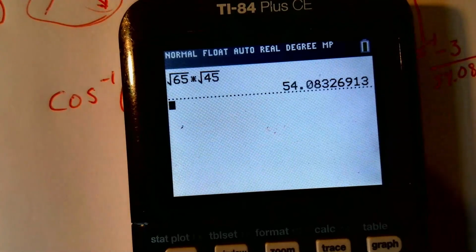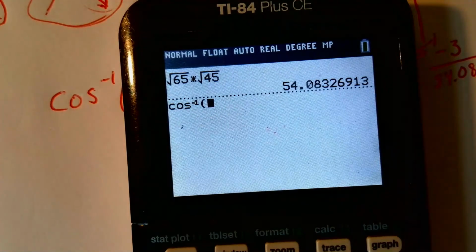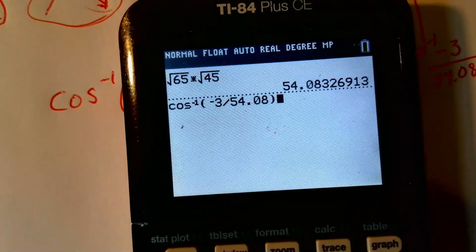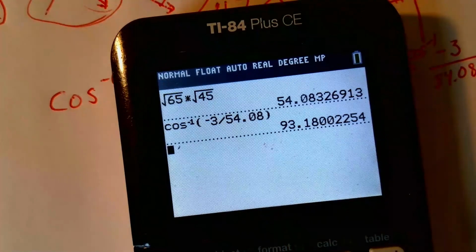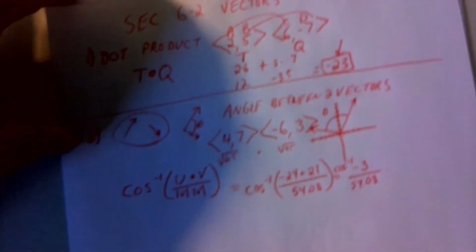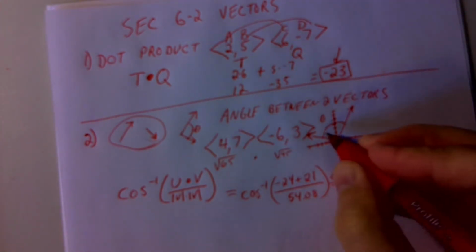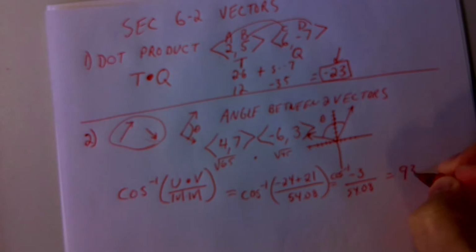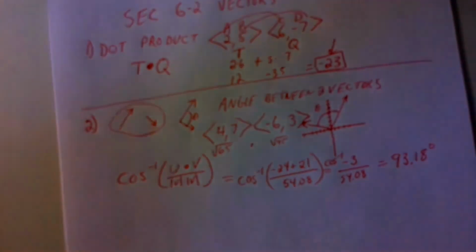So let's do cosine inverse. So second cosine inverse of negative 3 divided by 54.08, and I hit enter and I get 93.18 degrees. So let's go back to this, and you can see here that that angle, which we said was going to be close to 90 degrees, is in reality 93.18 degrees. Okay, so again, how do we work this out?